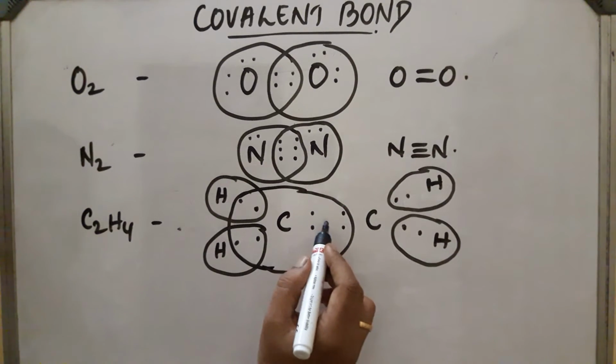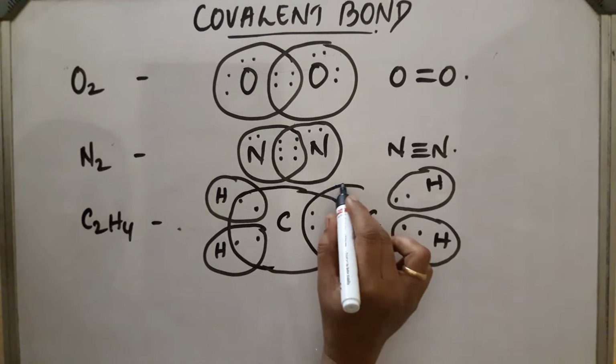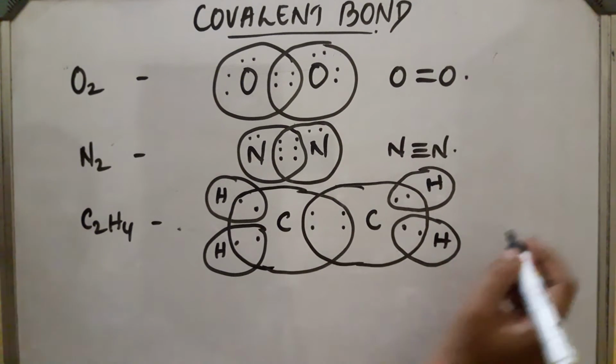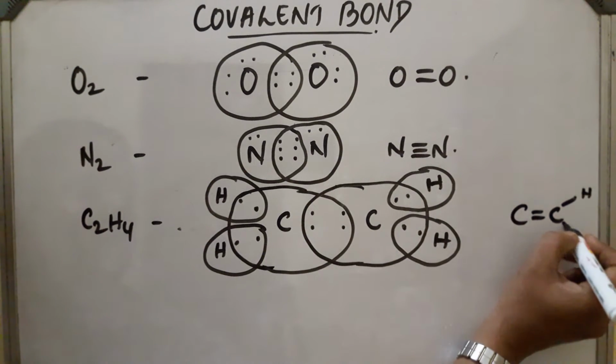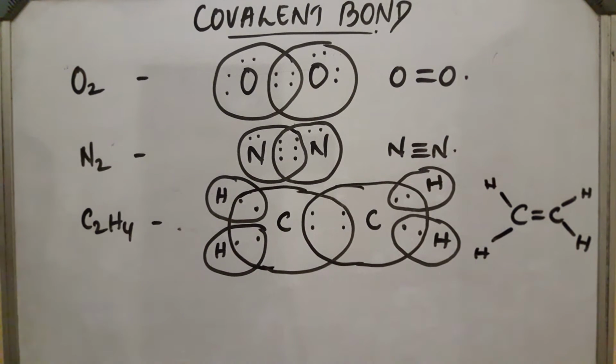So in total, 4 plus 4, 8. Here also the same. So at the center, two pairs of electrons are shared. So a double bond C double bond C will be obtained, and the structure will be like this. Here single bond, here single bond. Like this, C2H4. Like this, single bonds, double bonds and triple bonds are obtained due to the mutual sharing of electron pairs.